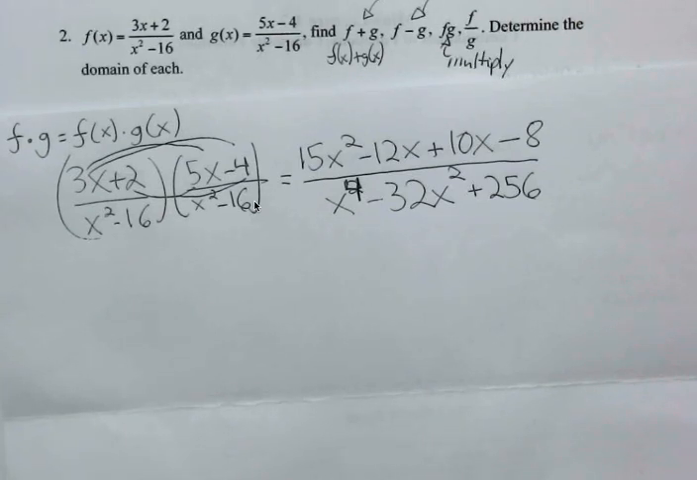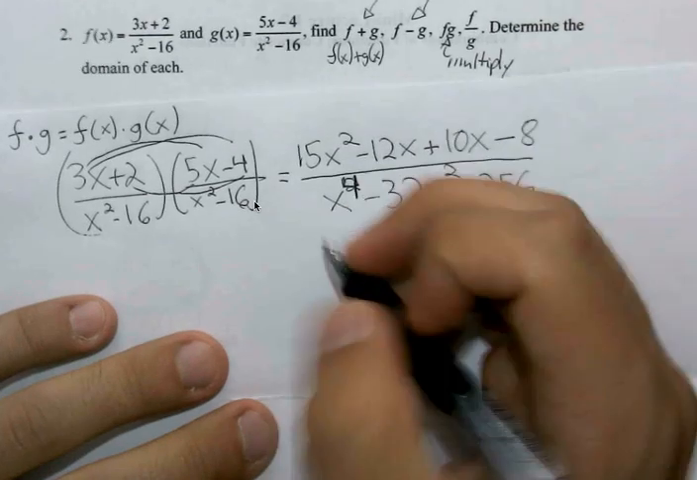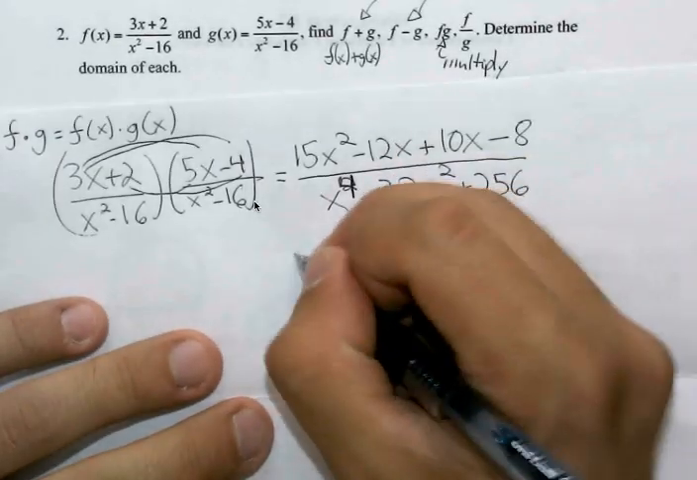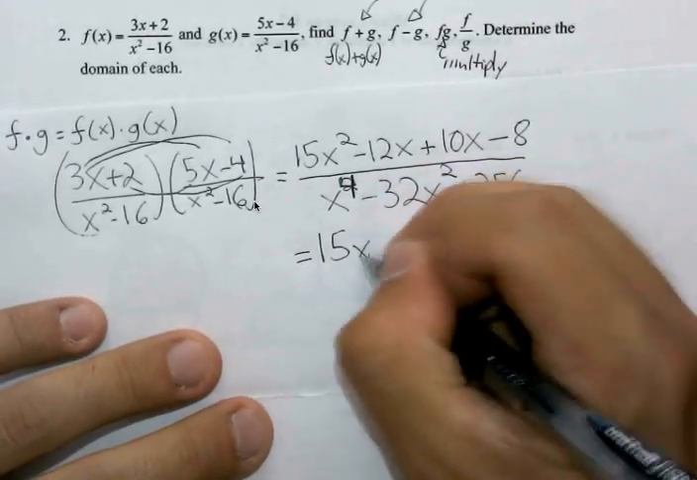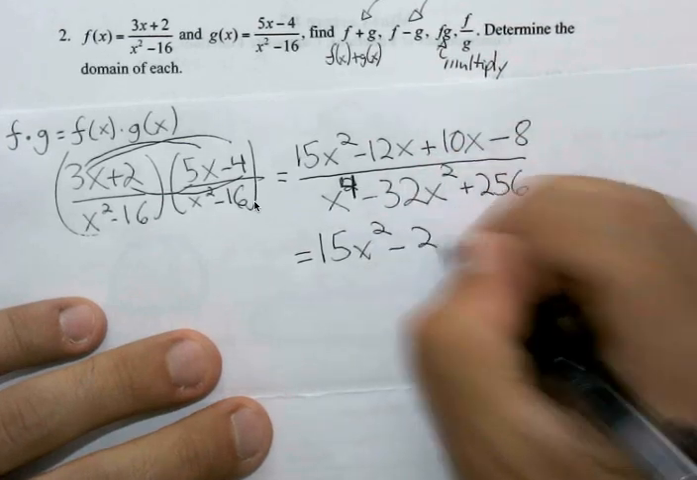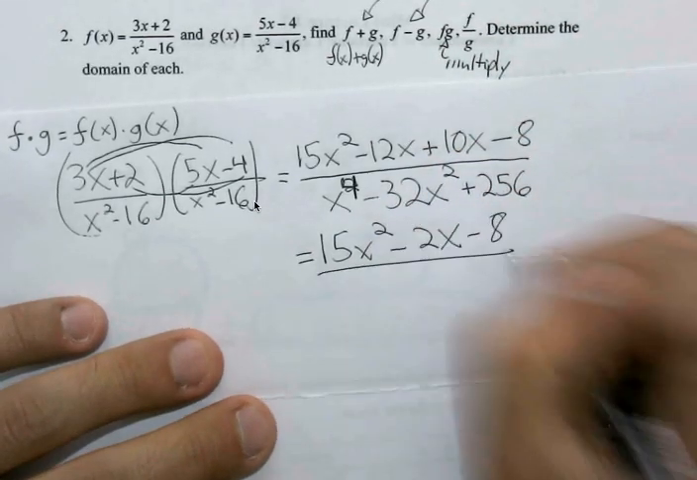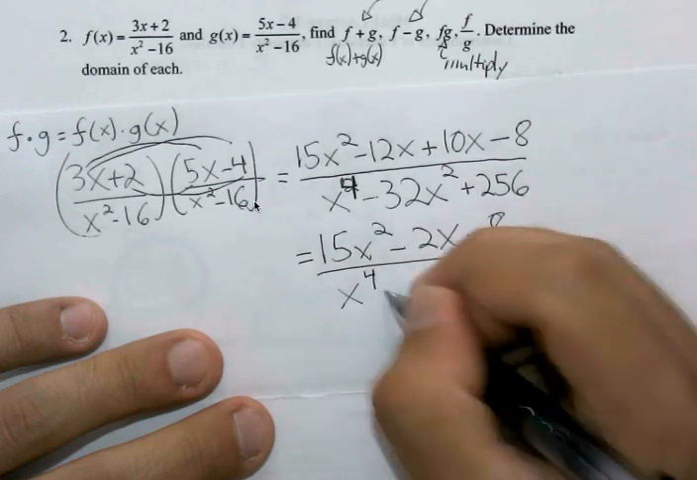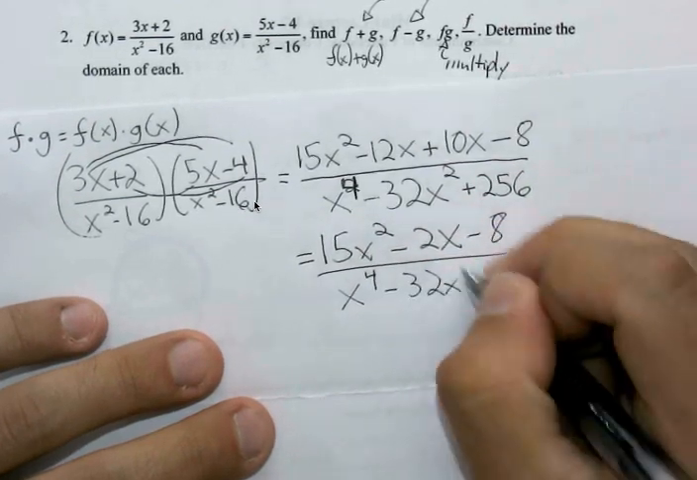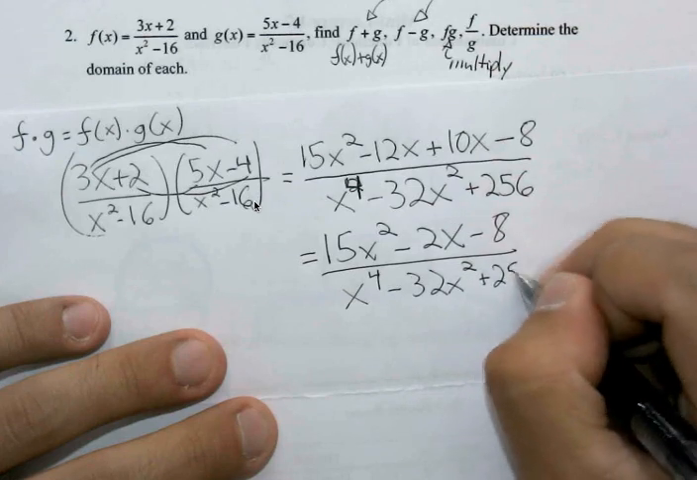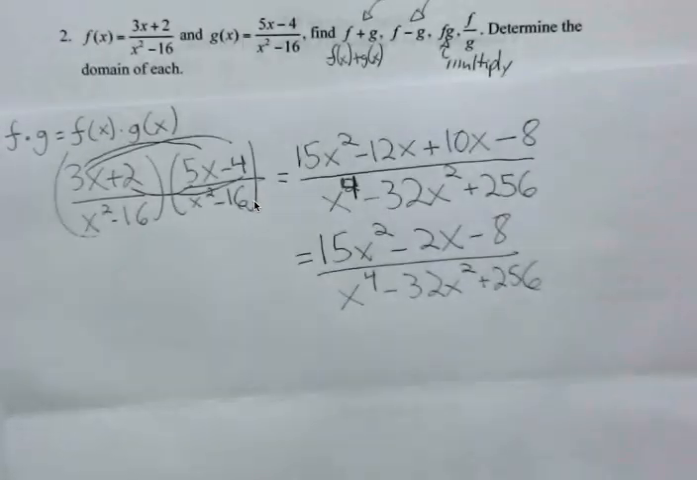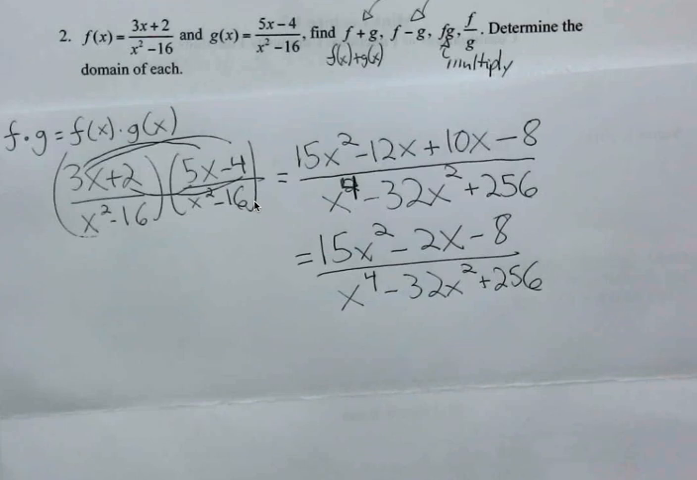So as we see, there's a lot going on here. If we want to simplify the top part, this is going to be 15x squared, negative 2x, minus 8, all over x to the 4th, minus 32x squared, plus 256. For this one, I'm pretty sure that it's all real numbers. Just so we have closure on this, we'll graph it out, even though it's a lot going on.